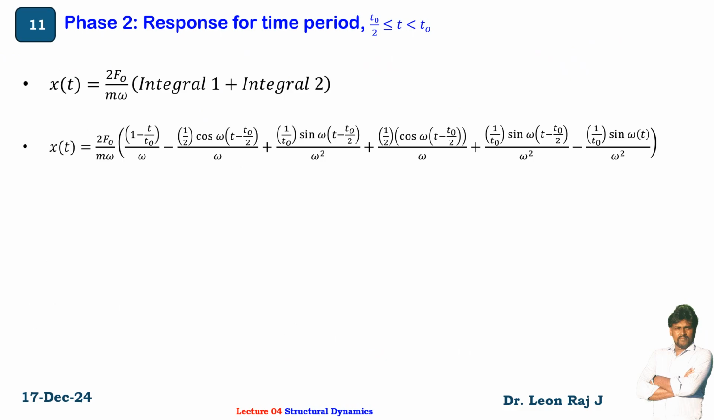So now you have to add this integral 1 and integral 2 actually. Previously I told that that is the response, but actually that is a part of the response. So after adding this integral 1 and integral 2, you will get the total response. Just by adding integral 1 and 2, you get a very lengthy expression. Response is equal to 2 f0 divided by m omega, you have (1 minus t by t0) by omega minus 1 by 2 cos omega (t minus t0 by 2) divided by omega plus 1 by t0 sine omega (t minus t0 by 2) omega square, plus, so this is one part and this is another part actually.